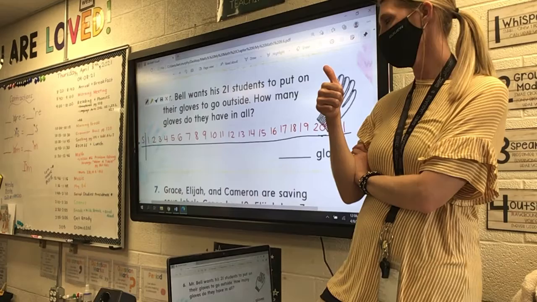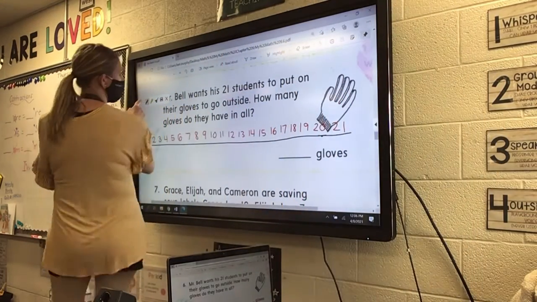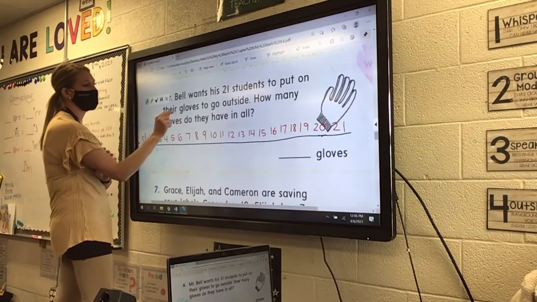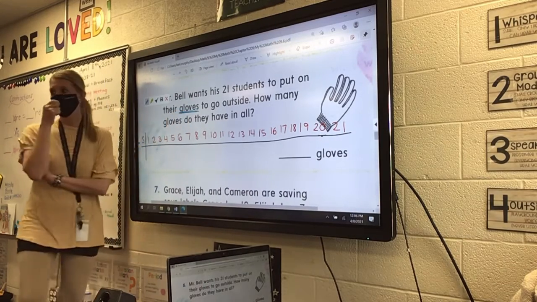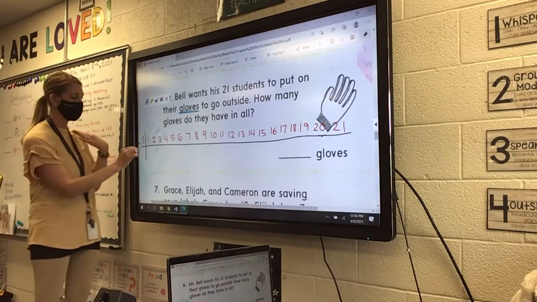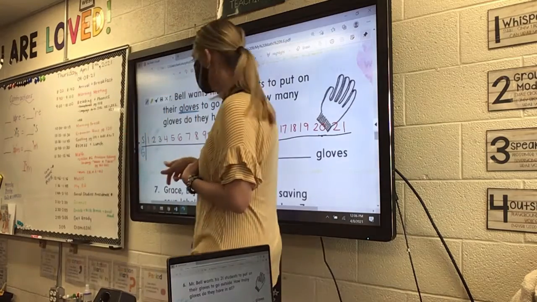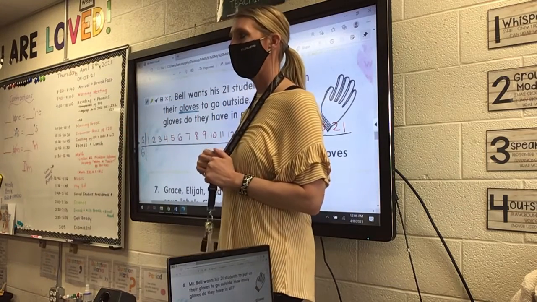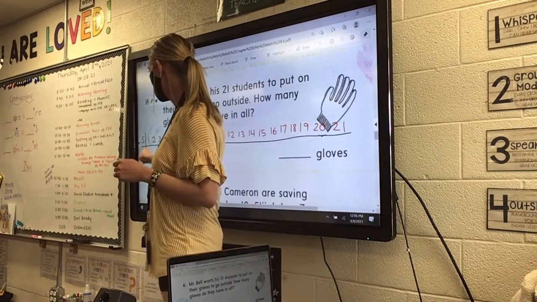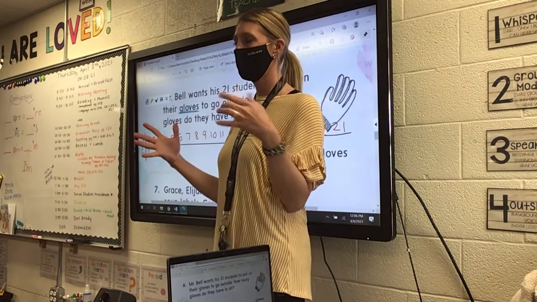Now, as we're thinking and waiting, we remember that Mr. Bell wants his 21 students to put on gloves. And gloves means 2 gloves. We never would just put on 1 to go outside. So Lila was right about that. So underneath there, I'm gonna put a G for gloves. And the first person has 2 gloves. So put a 2. The next person has 2 more.